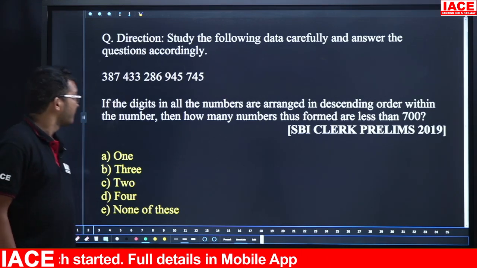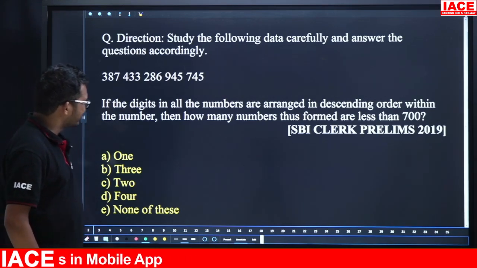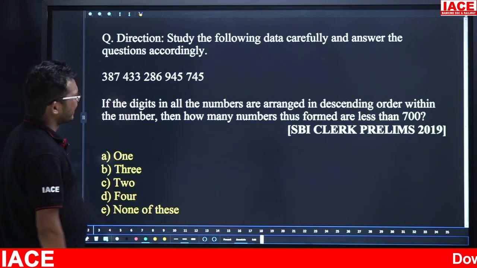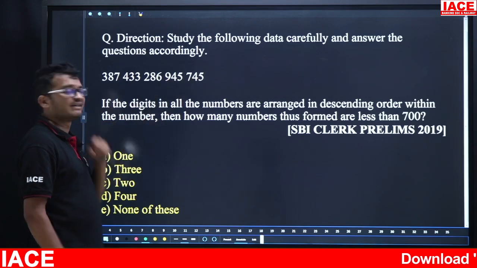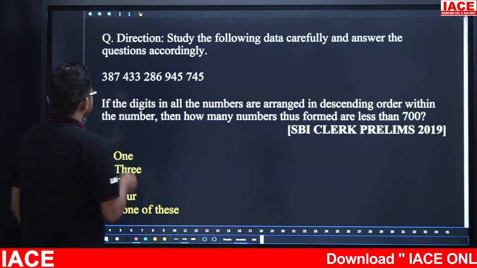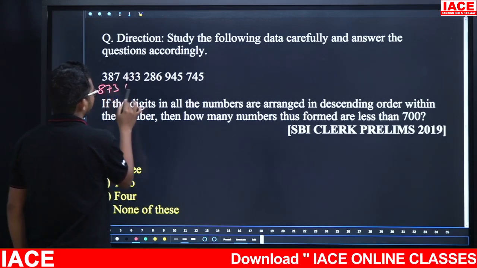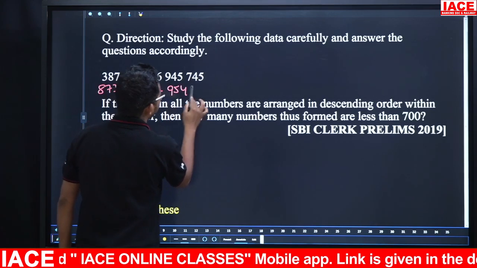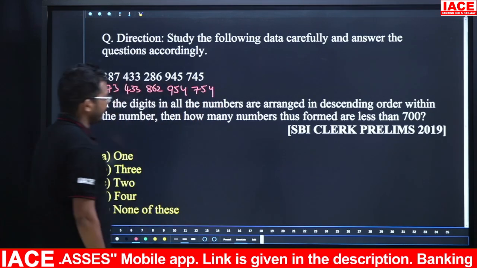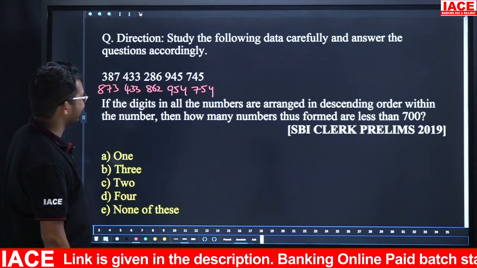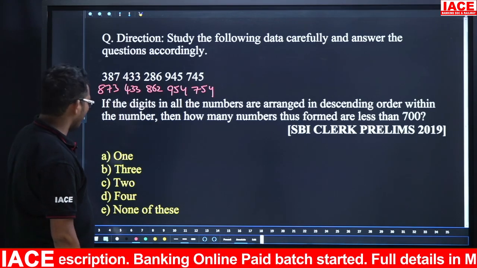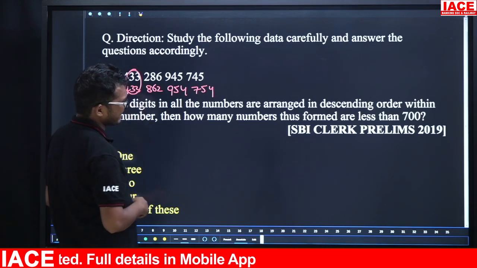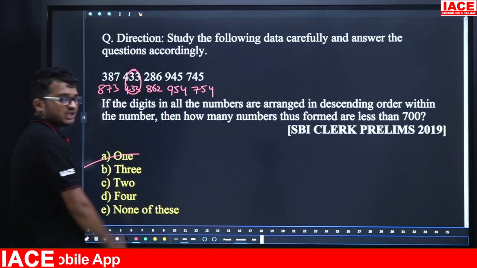Yes, time up. Here the given one is, if the digits in all the numbers are arranged in descending order within the number. Descending means high to low. That means 873, 433, 862, 954, 754. Then how many numbers thus formed are less than 700? Less than 700, we have only one number, 433. So the answer is option A.